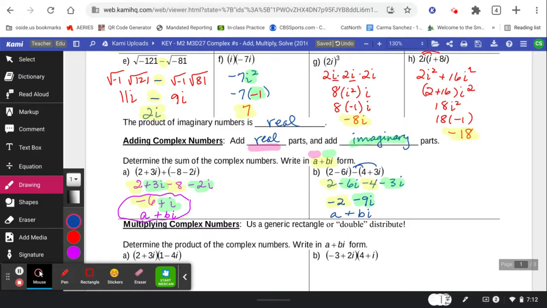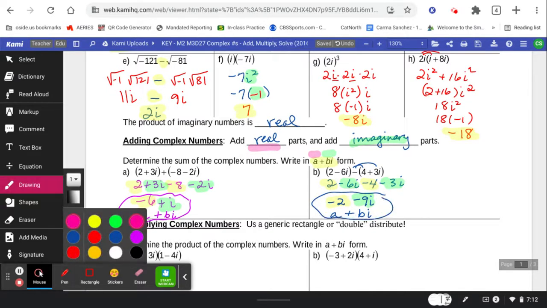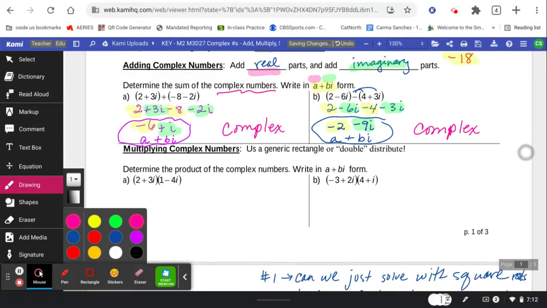Now, what are these called? These are called complex numbers, made up of both real and imaginary parts.